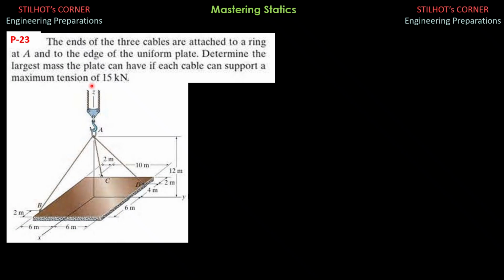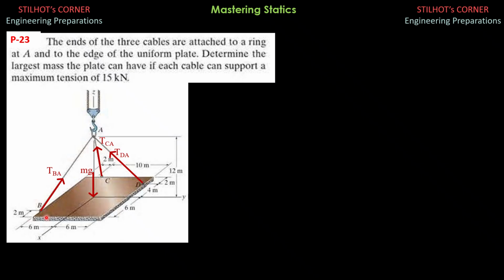So for the last problem, the ends of the three cables are attached to a ring at A and to the edge of the uniform plate. Determine the largest mass the plate can have if its cable can support a maximum tension of 15 kilonewtons. So first, let's have the free body diagram and observe the orientation of the axis. So this is X, Y, and Z.